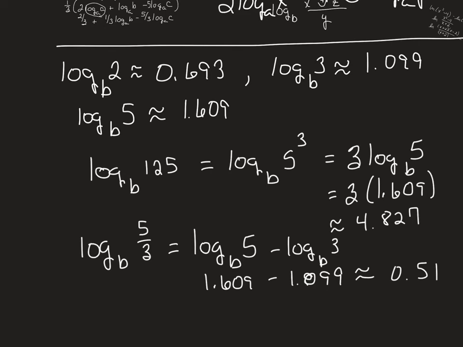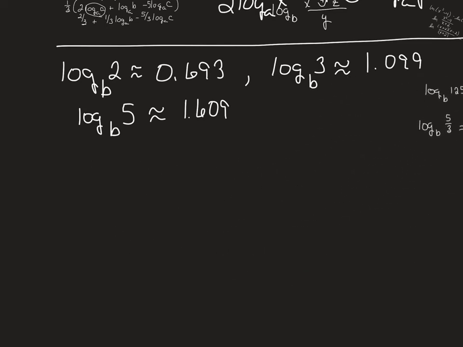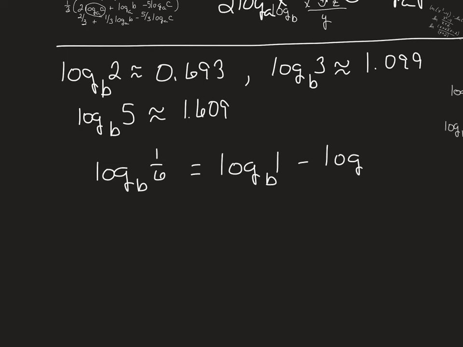Let's look at another one. I want to keep those values handy so I can look at them. All right. Let's say we want to find the log base b of 1 over 6. A couple of ways we could do this. We'll look at one way and then we'll look at the other. Log base b of 1 minus the log base b of 6. Well, the log base b of 1 is 0.